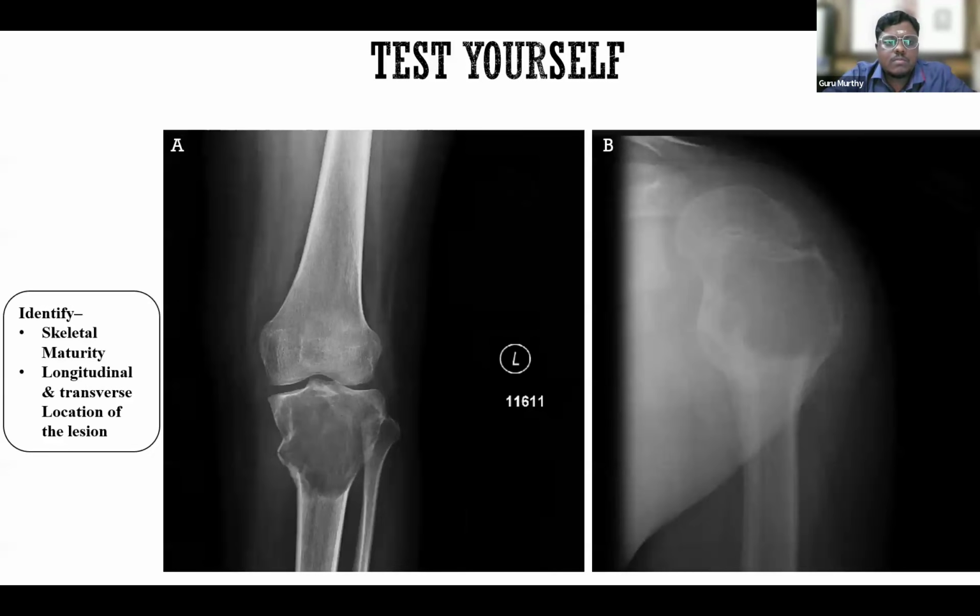So now we'll test whatever we have seen till now. There are two radiographs now. I request everyone to reply in the chat box. I want you to identify the maturity of the skeleton, and comment whether it is skeletally mature or immature. Also comment about the longitudinal and transverse location of each lesion. So image A, whether immature or mature, where is the exact location. Similarly for B. I request everyone to comment. No need to describe the lesion and all, just skeletal maturity and location. We'll give 30 seconds so that most of you can comment.